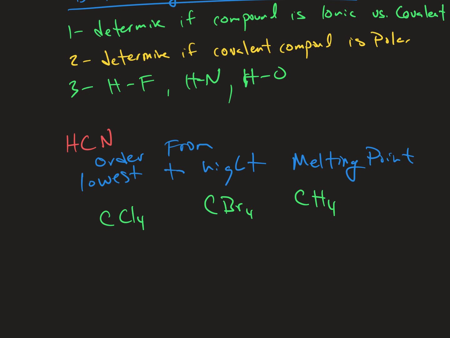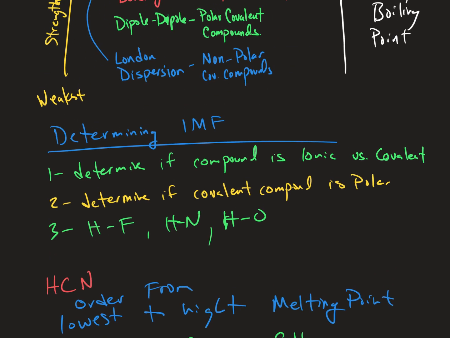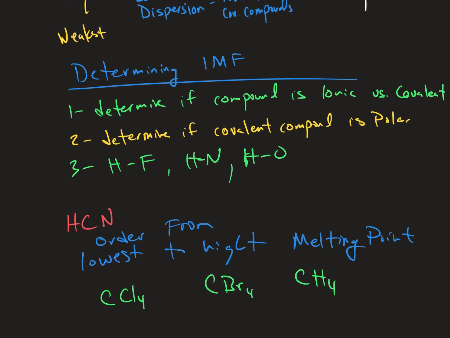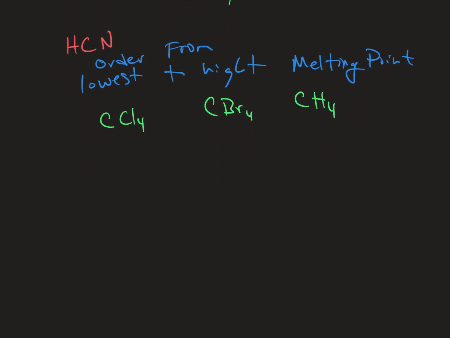Are you on number 6? No, this is just the next thing in the notes. Oh, okay. So how do you tell which one has the highest or lowest melting point? The strength of the intermolecular force, right? Like I had up here, as the strength increases, so does the melting point, and boiling point. Okay? So we've got to determine what kind of intermolecular forces these are.